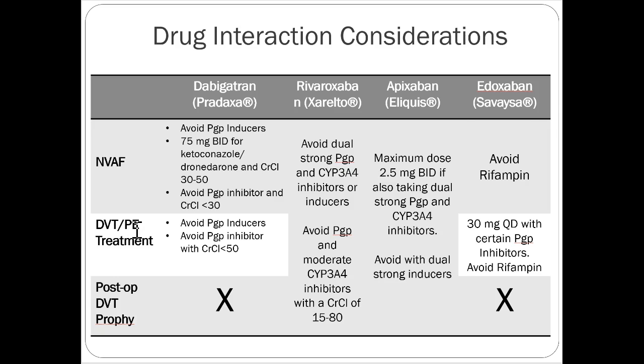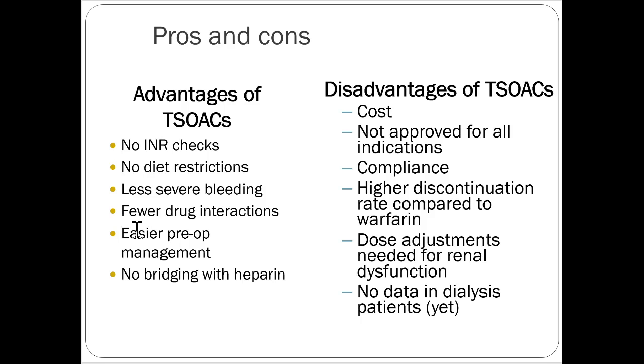Drug interaction considerations, again, for your information. Ultimately, pros and cons. Let's talk about this slide. The big take-home message of your DOACs: you have no INR checks, no diet restrictions, less severe bleeding, fewer drug interactions, easier pre-op management. You don't have to bridge with heparin or low molecular weight heparin. Nothing. You can start somebody on a DOAC the day you want to treat them and send them home. That's it. Nothing else, which is great.